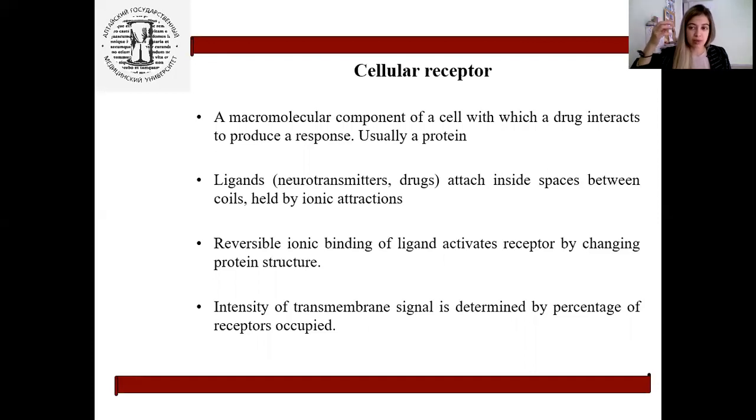Intensity of transmembrane signal is determined by the percentage of receptors occupied. What does it mean? That means when we have more drug, more concentration of the drug, more receptors will be occupied. If more receptors are occupied, of course the function of this organ will be changed more. If you have less dose, so fewer receptors, so less effect. Understandable?